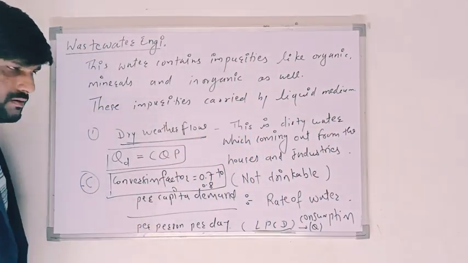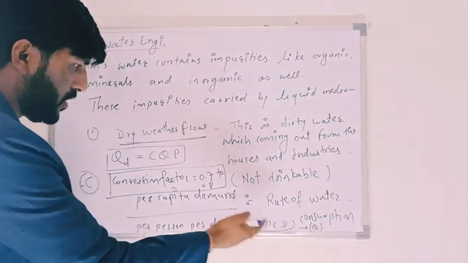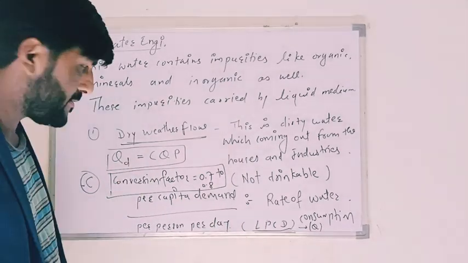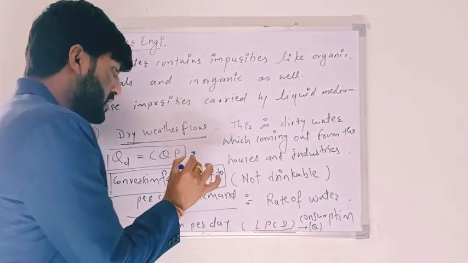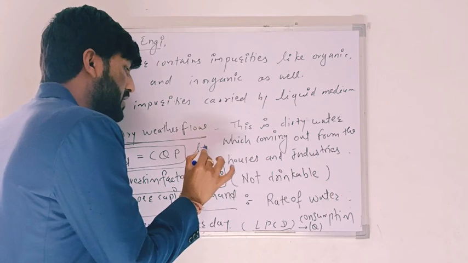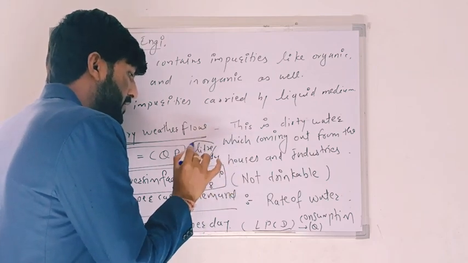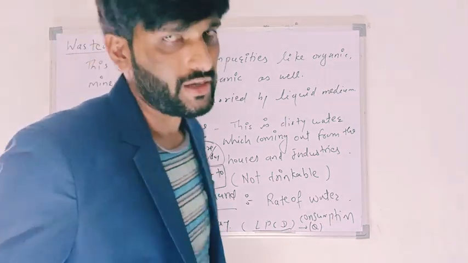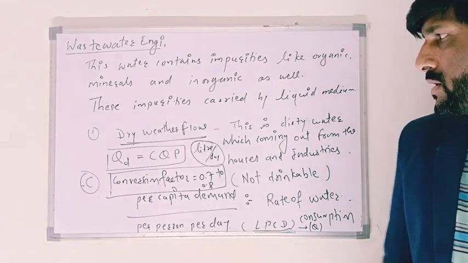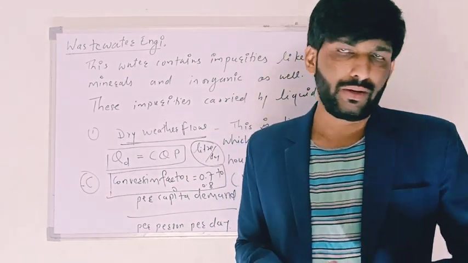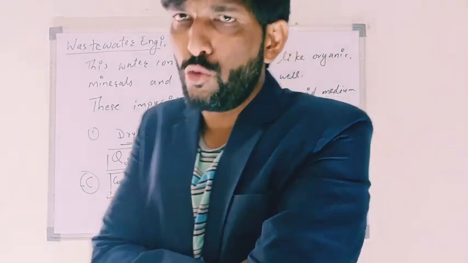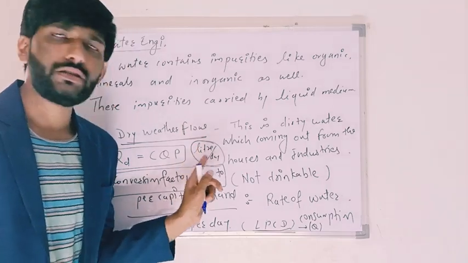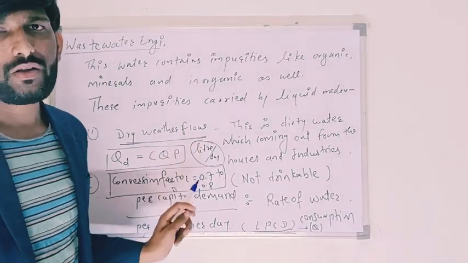So P is population, Q is your discharge or demand per person, and C is your conversion factor. This is your dry weather flow. This value comes in liters per day, and you have to change this unit to meter cube per second, because meter cube per second, or cumec, is your standard unit of flow. So first you have to convert this liter per day.